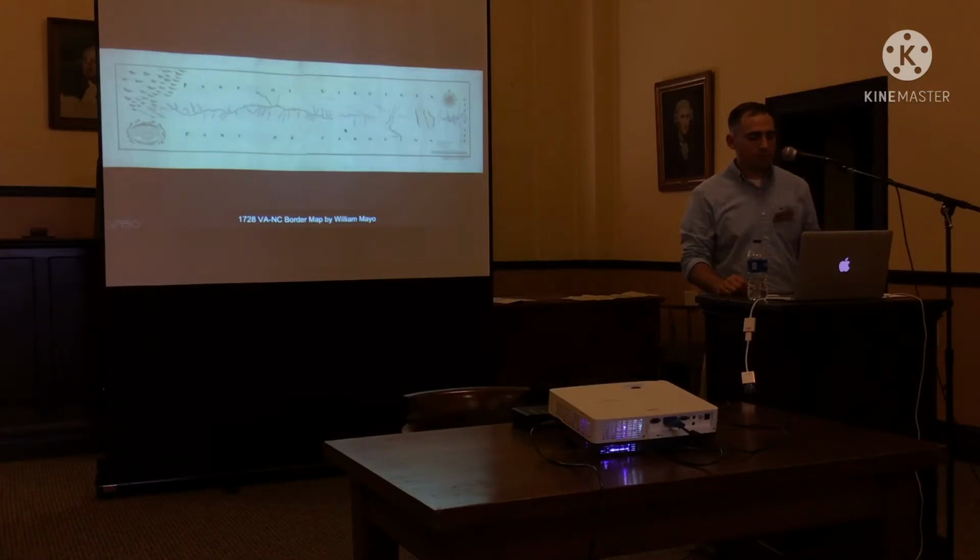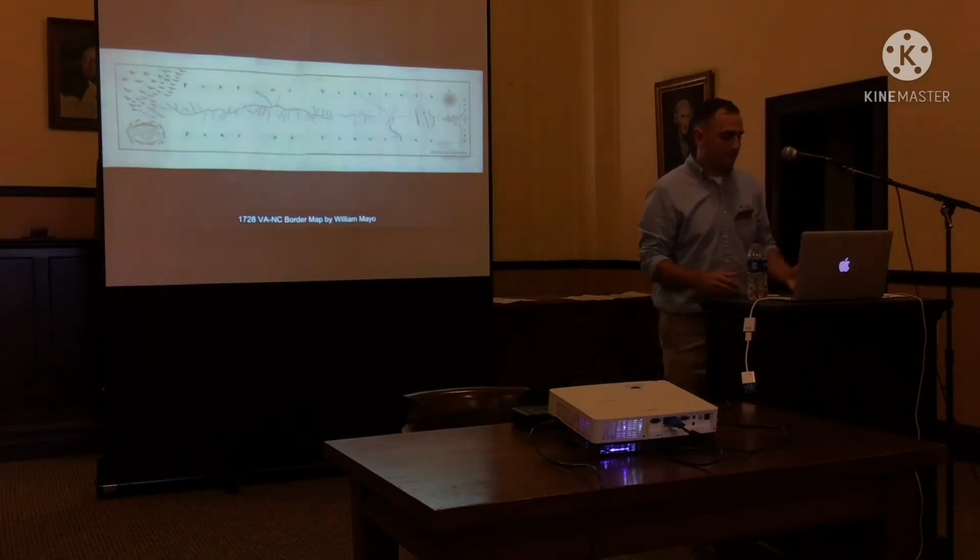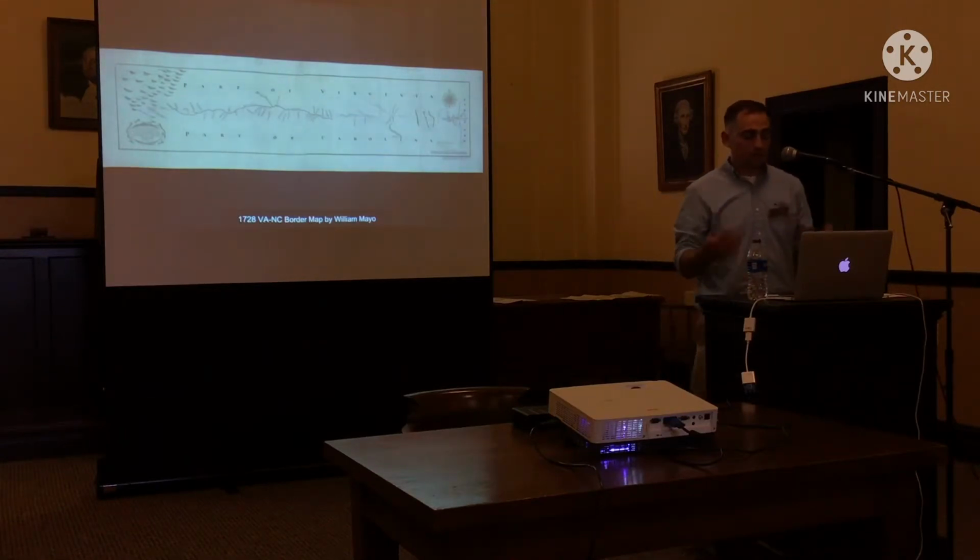So my first map here is a 1728 Virginia, North Carolina border map by William Mayo. So you might already recognize that last name there. So a little bit of backstory on this. In the early 18th century, the North Carolina-Virginia border really hadn't been defined yet. And this was causing a lot of issues.